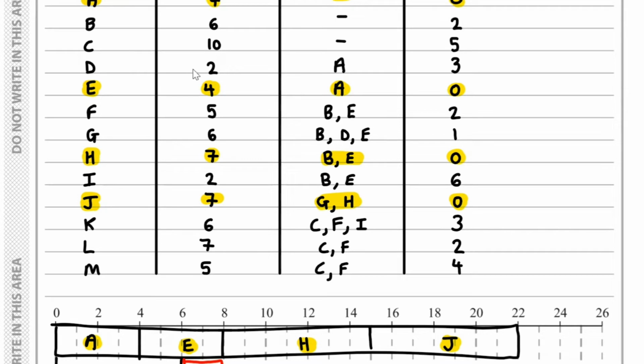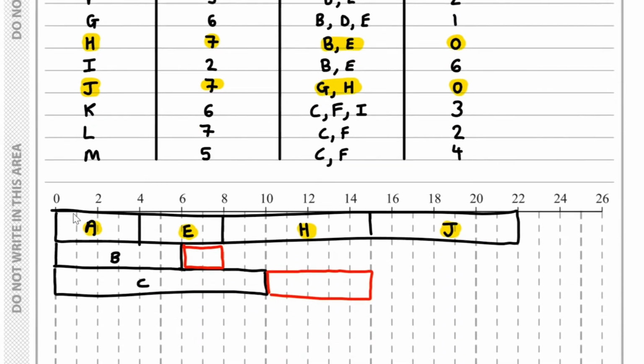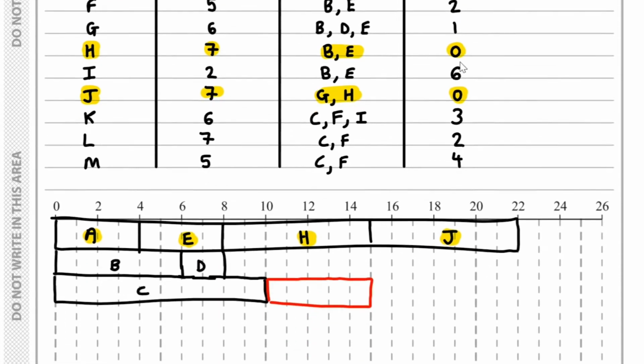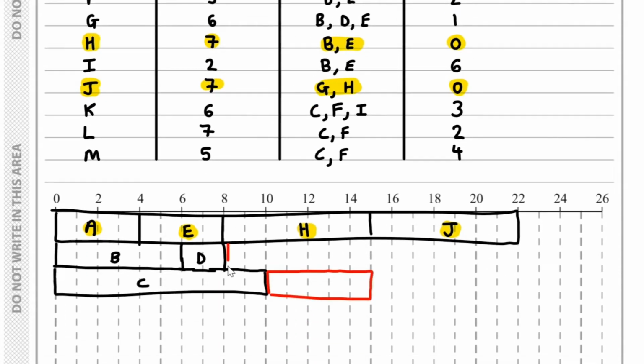If I take a look at D, that depends on A completing only. It's got a duration of 2, so we might as well stick the D over here. The float of D we know is 3, so the float takes us up to here.